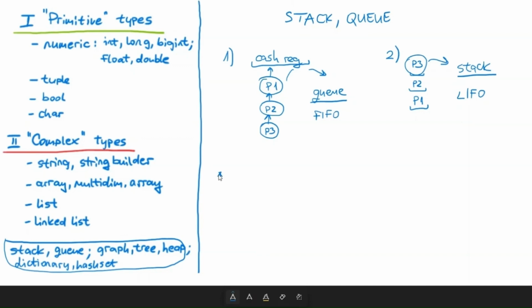Let's now transform these two real life examples into the following form. If we have a group of numbers, as in the last video, for example 1, 2, 3, 4, it's usually considered an array or list. But in terms of a queue, we also have a group of elements, but we can only access the first one. We can access it and remove it. Or, in terms of a stack, we can only access the last one and remove it.